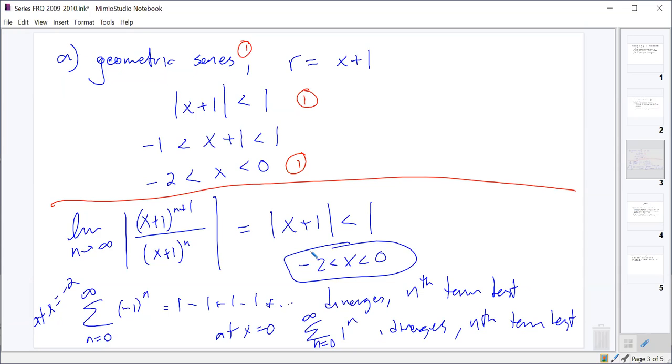So no problem using the ratio test to do it. No problem using the geometric series test to do it if you wanted to. Either way is good. Just make sure you do go in and check the endpoints if you use the ratio test.